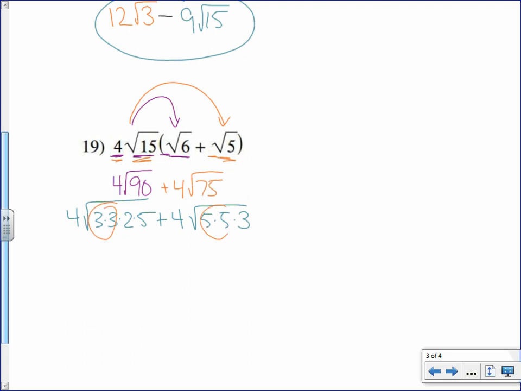There's a group. There's a group. 4 times 3, that's 12. And then I'm left with the 2 times 5, so that's the square root of 10. 4 times 5, that's 20, and I'm left with the 3, so that's the square root of 3. There is your final answer. Always simplify as far as you can go.